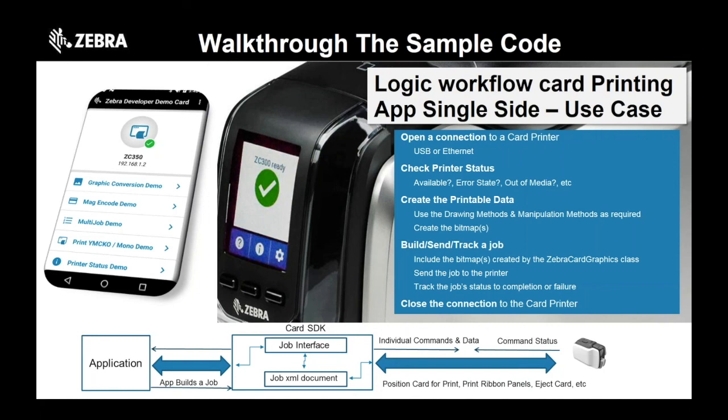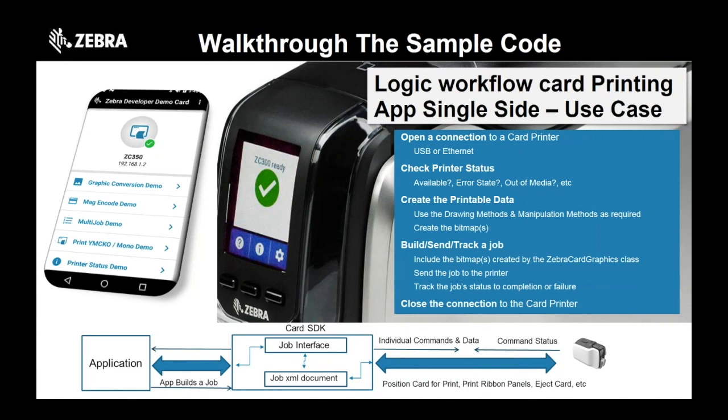After that, you will check the printer status, verifying whether the printer is available, has an error, doesn't have media, etc. Then you can do the next stage, before or after, which is creating the printable data. You will use the drawing methods I explained before and create your bitmaps. When those are ready, you are ready to build and send the job to the printer. You will include the bitmaps in the Zebra Card printer class, send the job to the printer, and monitor the job status to get a completion or failure. When that process has finished, you can close the connection, and we recommend closing it.